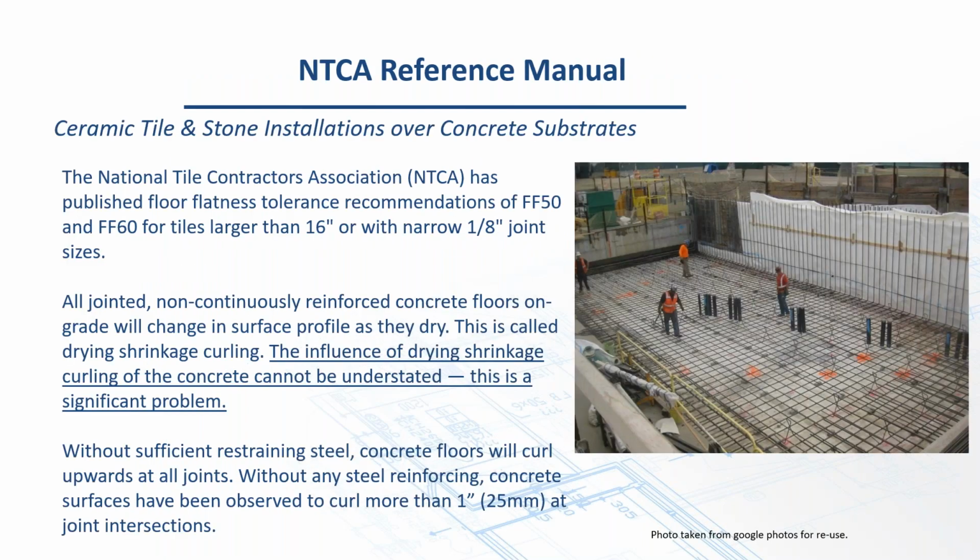National Tile Contractors published FF numbers and recommendations, again, for tiles larger than 16 inches and with narrow grout joints. If you don't have sufficient steel, proper reinforcement, and so on, you're going to get even more shrinkage. If you get a weak pour, an over-watered pour for that matter, it's going to be 10 times worse. So really have to pay attention to the slab. Get out there, check it out ahead of time before you decide to show up there with tools, and get a good feel for what's going on your project.